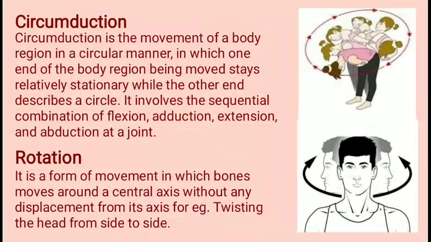This is a very important point: in circumduction one end of the body region being moved stays relatively stationary, while the other end describes a circle. That is, the legs and feet are stationary, they do not move, and the body from the waist part rotates in all directions. This kind of motion is best seen in the shoulder and hip joints, where we have ball and socket joints.